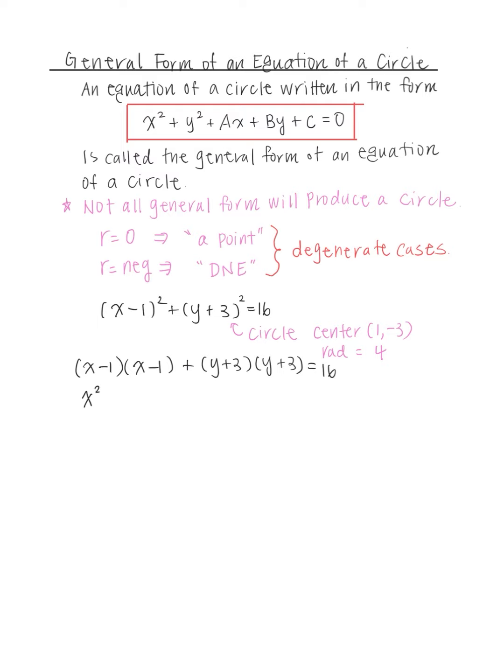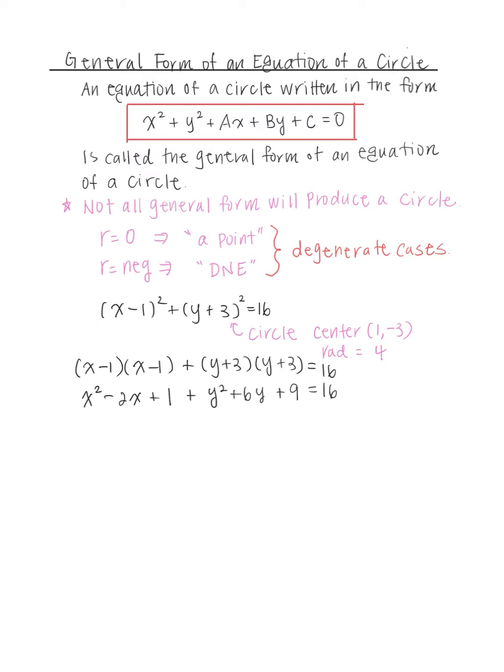So then you're going to get x squared minus 1x, and then you have another minus 1x, so that's going to give us minus 2x. And if I multiply the last terms, you're going to get plus 1. And then for the y, you're going to do the same thing. You're going to go y squared, that's multiplying the first terms. The next terms are going to be 3y plus another 3y, so that's going to give us plus 6y. And then if you multiply the last terms together, you're going to get plus 9. And that's all going to equal 16.